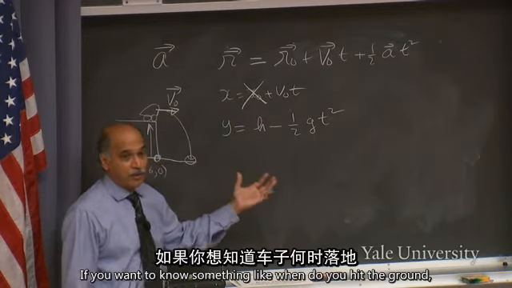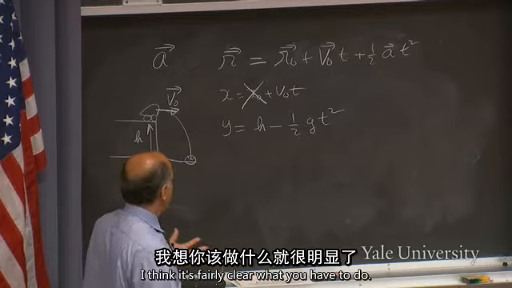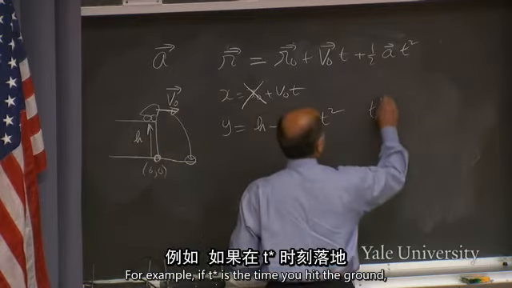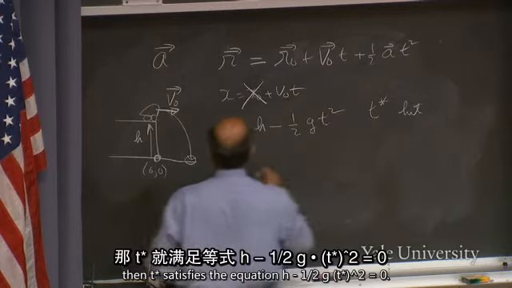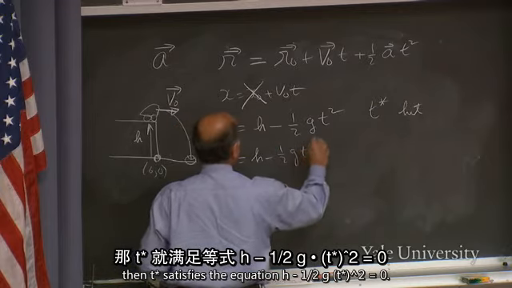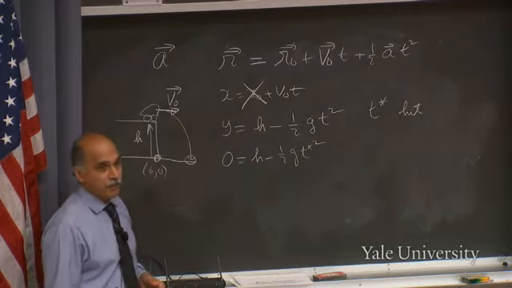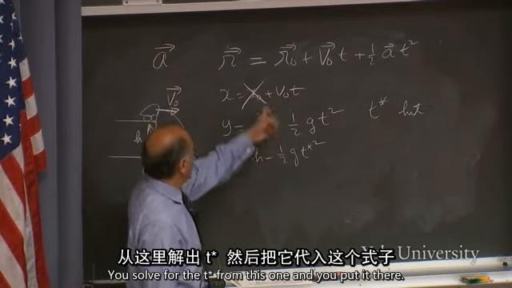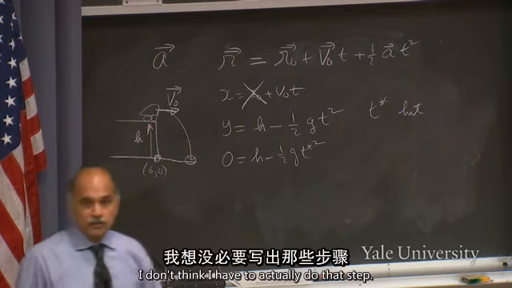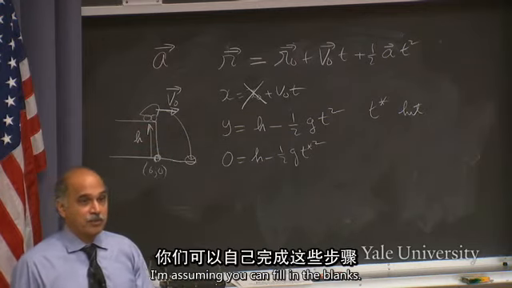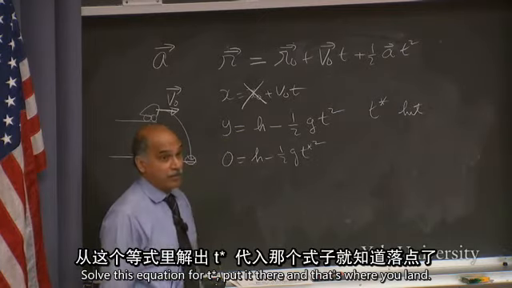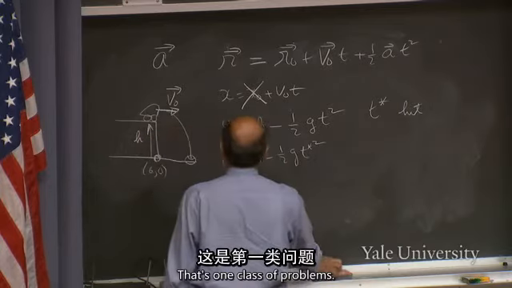And if you want to know something like when do you hit the ground, I think it's fairly clear what you have to do. For example, if t star is the time you hit the ground, then t star satisfies the equation h minus 1/2 g t star squared is 0. You solve for t star from this one, and you put it there, and that tells you where you land. I don't think I have to actually do that step. I'm assuming you can fill in the blanks, right? Solve this equation for t star, put it there, and that's where you land. Okay, that's one class of problems.